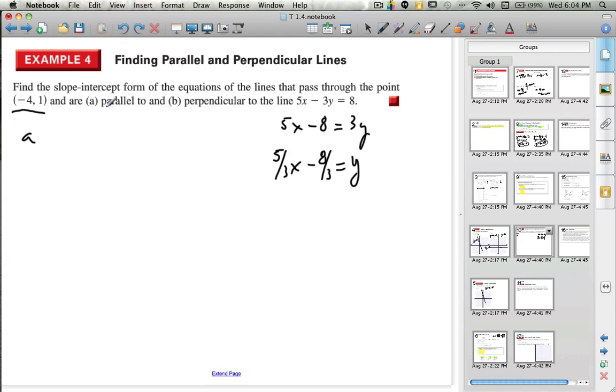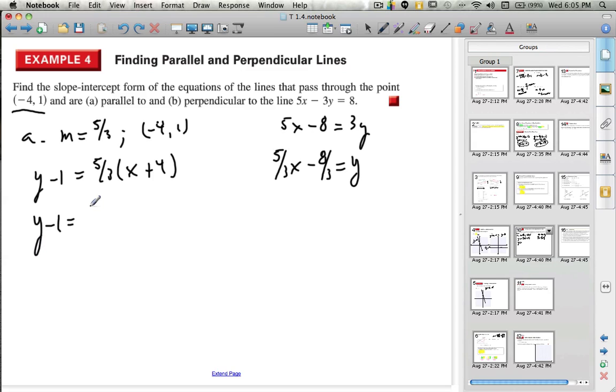Now in the first part, I know that my line is parallel to that, so I know that my slope will be equal to the same slope because the slopes of parallel lines are equal, and then my point will be negative 4, 1, and I can use point slope. So y minus 1 would be equal to 5/3 times x minus negative 4, that's x plus 4. So y minus 1 is equal to 5/3 x plus 5/3 times 4 is 20/3.